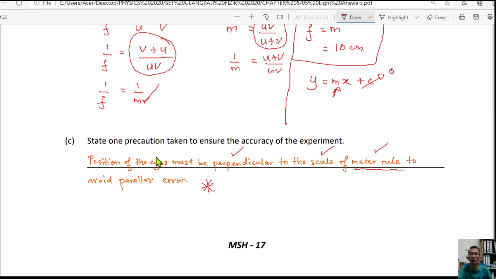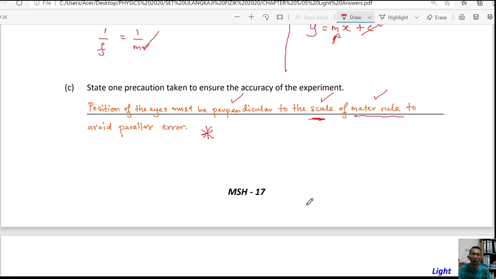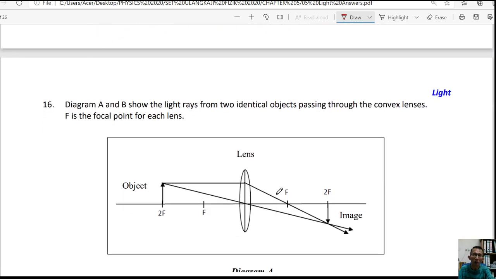So that's why I chose to write meter rule as my instrument, to avoid parallax error. What I tick here is what you must write in your answer. The word scale must be written, and then the instrument must be written. To know the instrument, you can go back to the graph and see what the units are. Follow? Okay, we go to the next question.